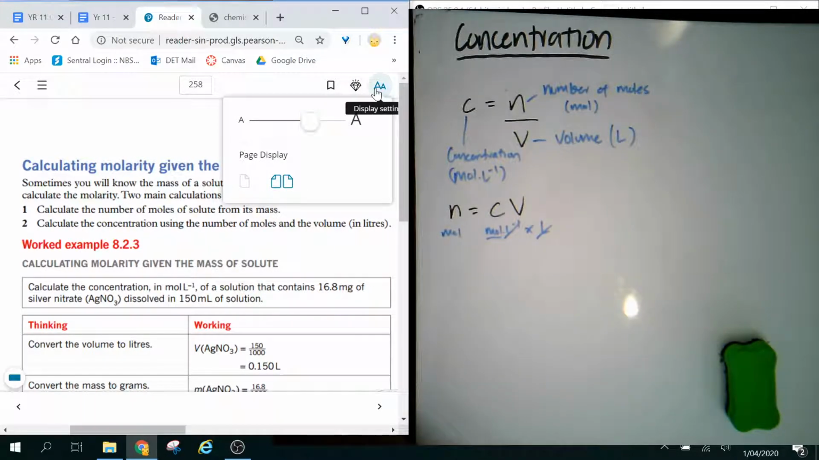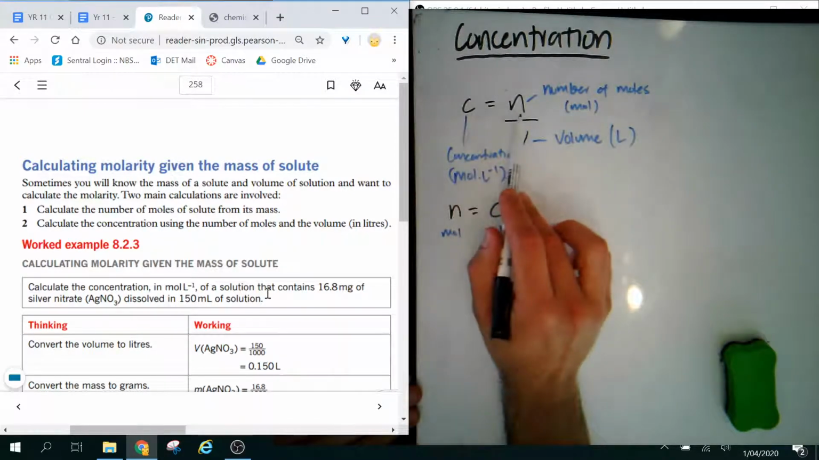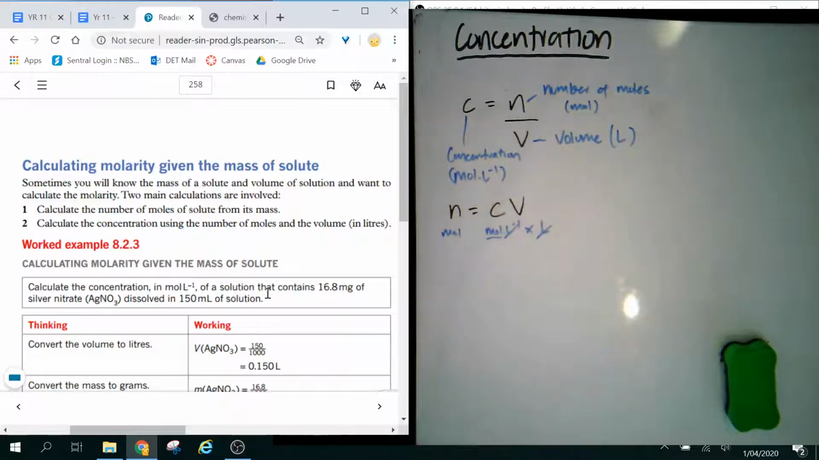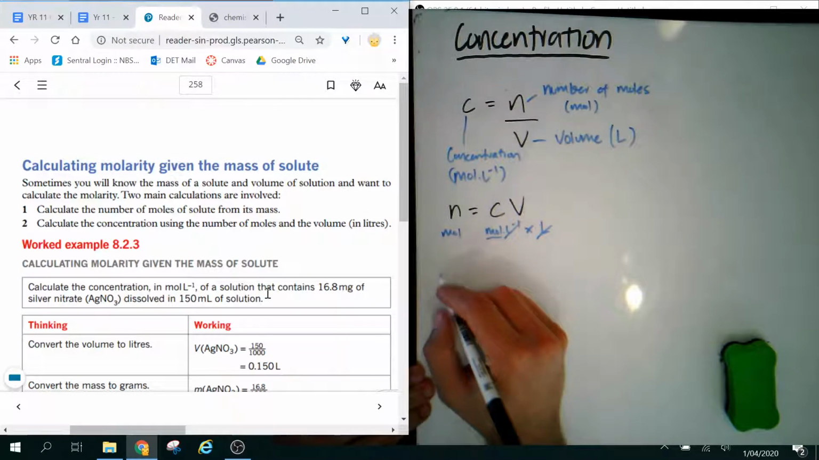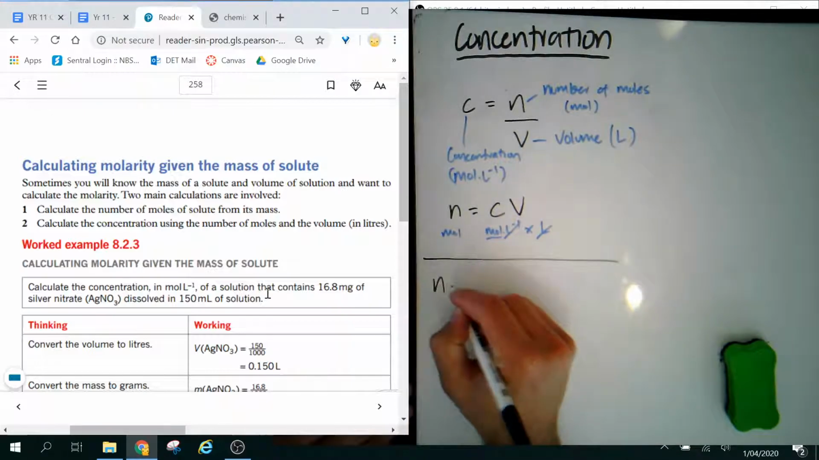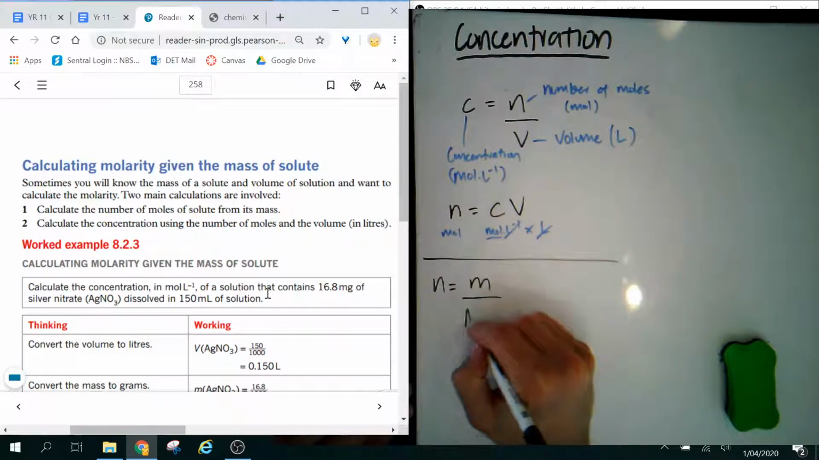Calculate the concentration in moles per liter of a solution that contains 16.8 milligrams of silver nitrate dissolved in 150 mL of solution. Well, we know that our concentration is equal to the number of moles divided by the volume. So what we need to work out first is the number of moles that we have, and then we can divide that by the volume. So let's calculate the number of moles first. We're given a mass, so I'm going to use our formula to calculate the number of moles from a mass, which is number of moles equals mass on molar mass.